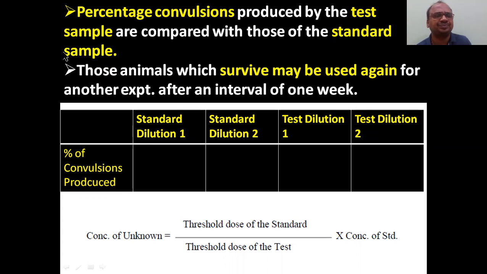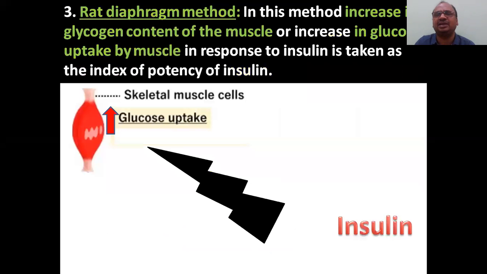This is the formula. Percentage convulsions produced, standard dilution to test dilution. Percentage convulsions means, out of 25 animals, how many animals underwent the convulsions. That is called a percentage. Okay, see it. If suppose 12 animals underwent the convulsions in the group of 25, that is 50%. Like that, you have to calculate. According to that equation, you can easily calculate the thing.